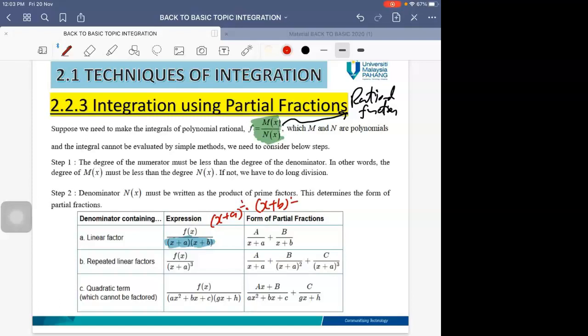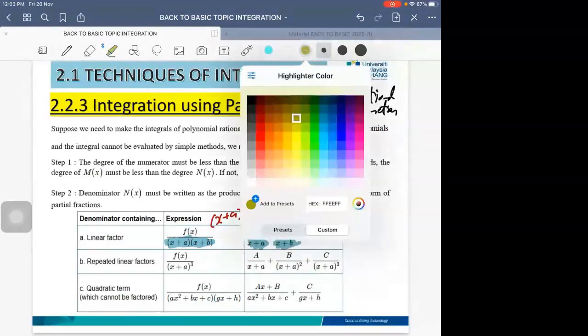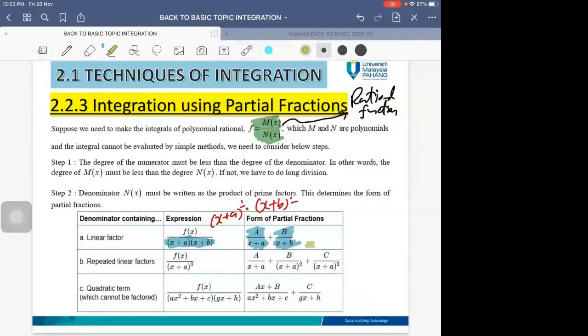So how do you write your form of partial fraction? You must write it in this form: A over (x plus a) plus B over (x plus b). In other words, when you decide your partial fraction, if you simplify these two fractions, you must get back your original fraction. Dia mesti equivalent.